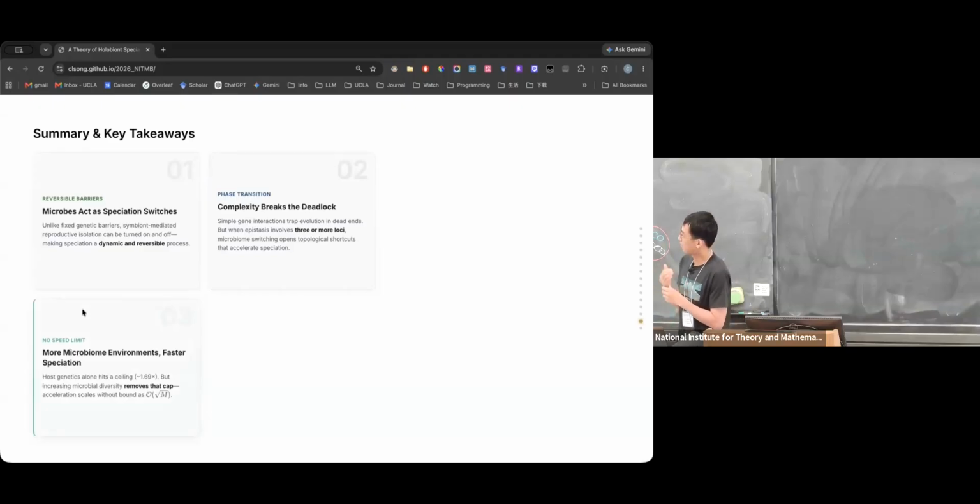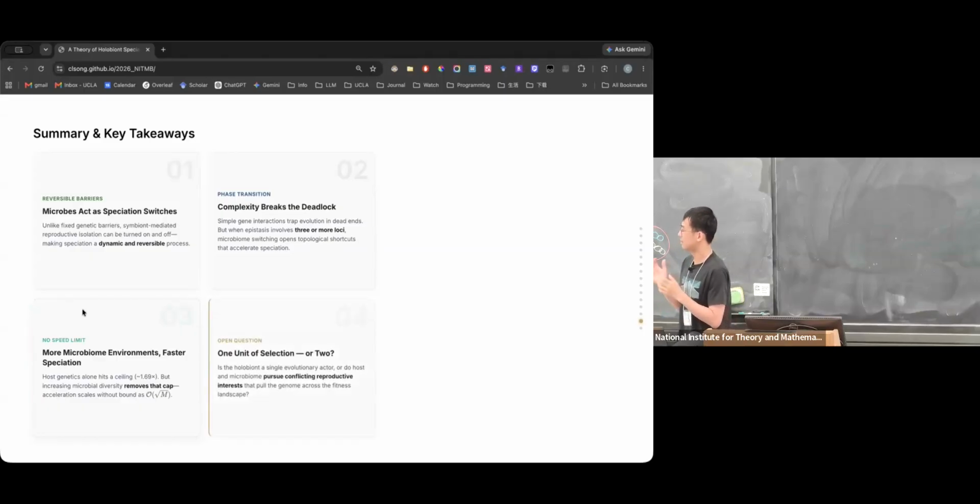And third, we found that the key factor in acceleration is the number of possible microbiome environments, which I think is interesting since in humans and many mammals, the gut microbiomes are not always static through their lifetime.